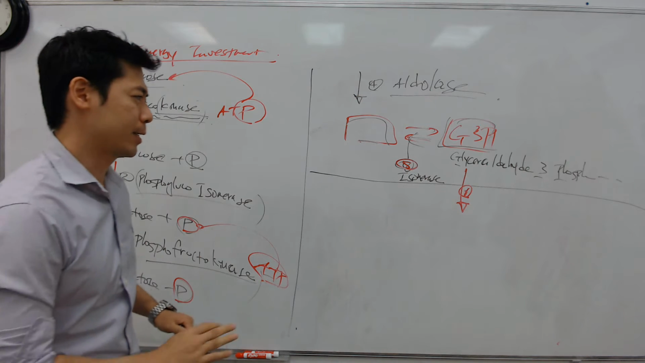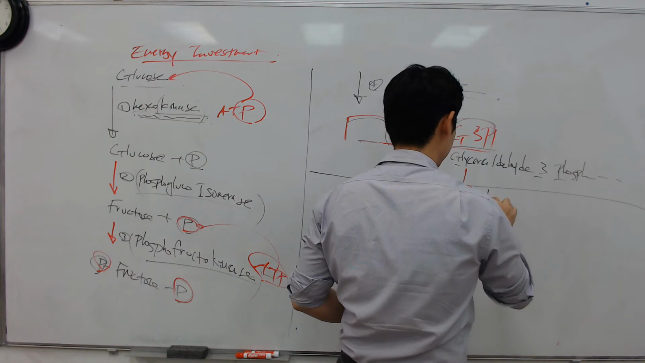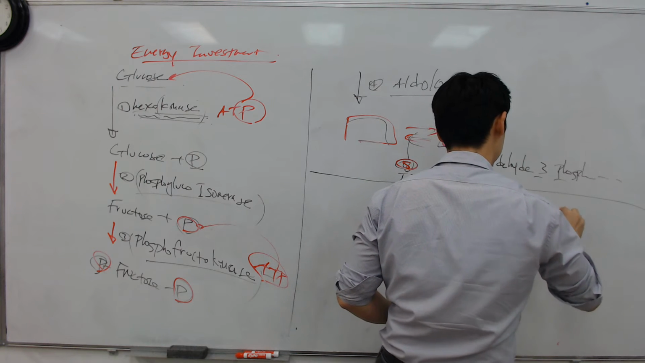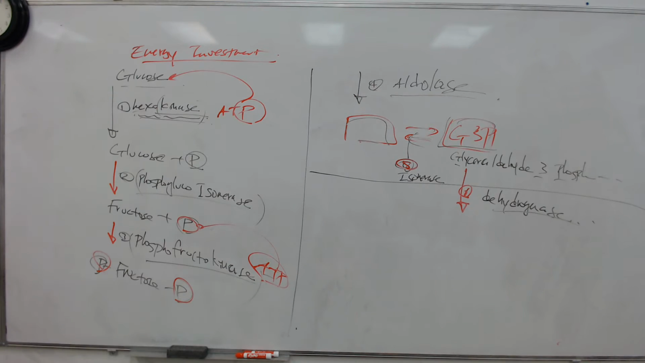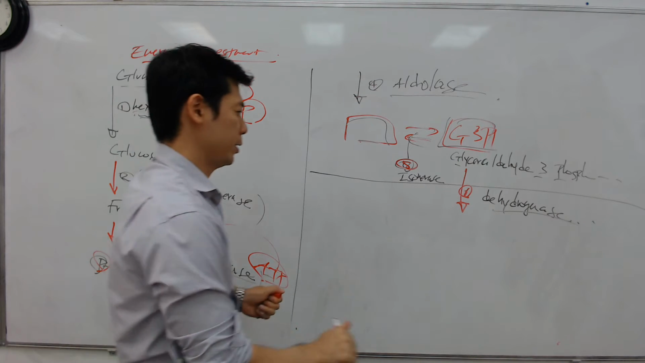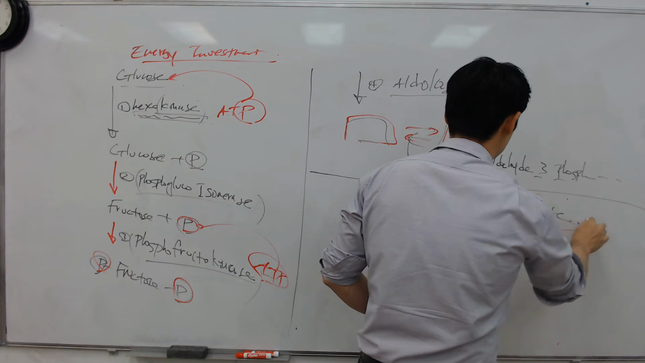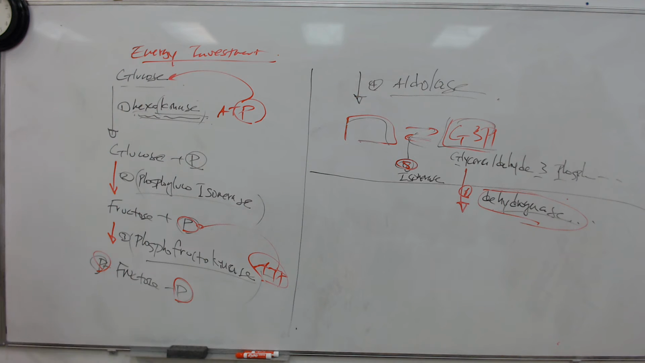I forget exactly the name of this, but it's a dehydrogenase. The enzyme is called dehydrogenase, something like glyceraldehyde 3-phosphate dehydrogenase. They always have a name. This is really important. You've got to understand what happens with these dehydrogenases.